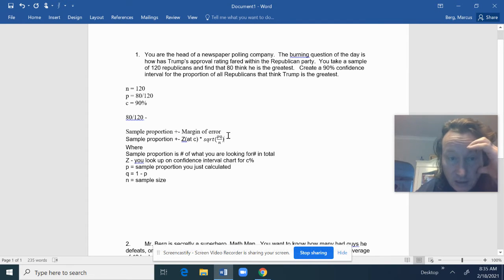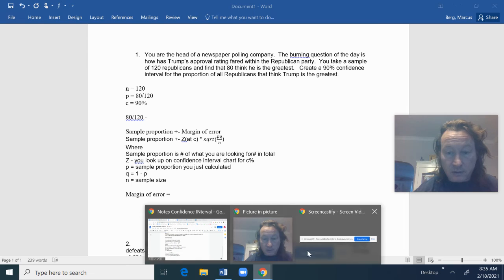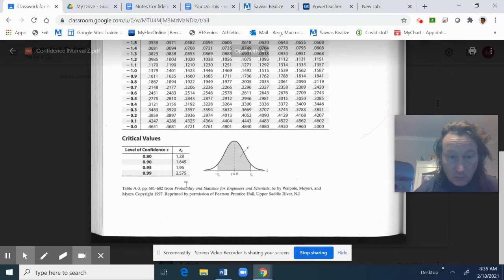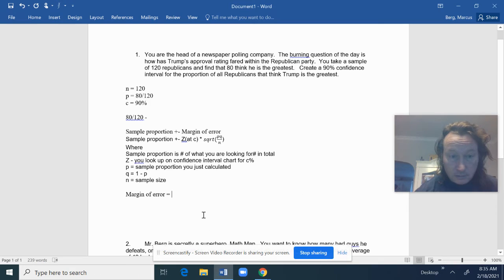Don't forget, it's the square root of PQ over N, where P is this proportion, 80 over 120. Q is 1 minus P, and N is the sample size. All right, so this is my sample proportion, my margin of error, equal to Z at 90%. So we look that up on the chart, which would be here, 90%, 1.645. So it's 1.645.